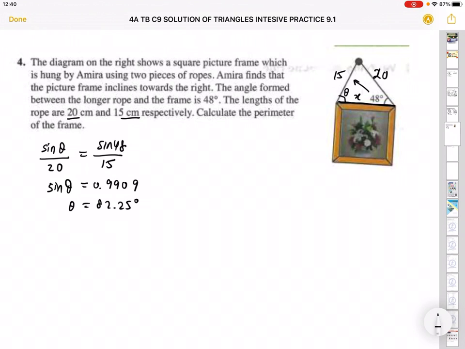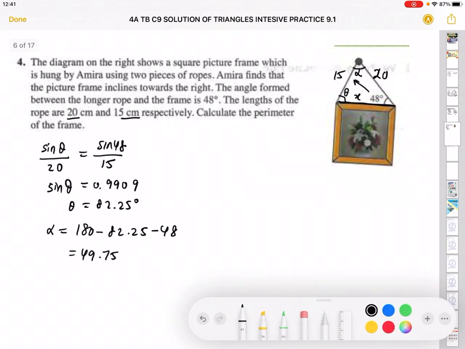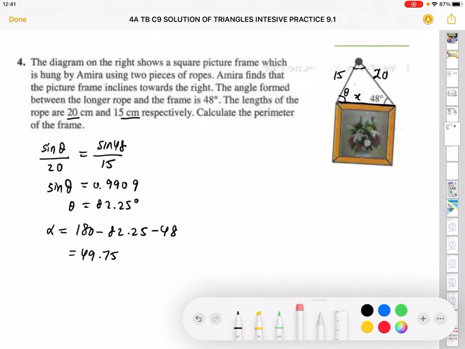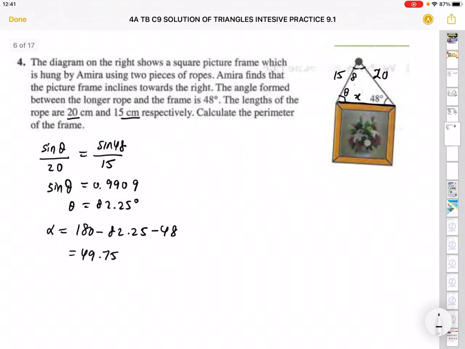I'm going to call this angle alpha. So to find alpha, we take 180 minus 82.25 minus 48. I got 49.75. Now it's important that you find this angle so that you can find the opposite length x. Okay, so I know now that this is 49.75.